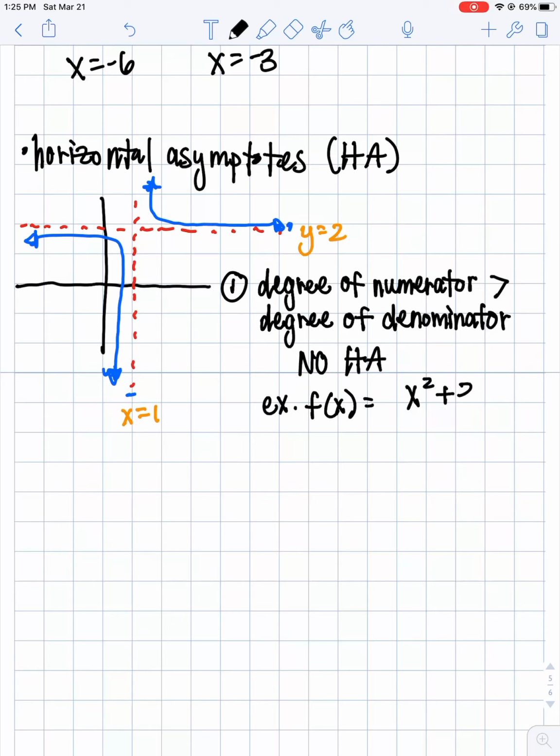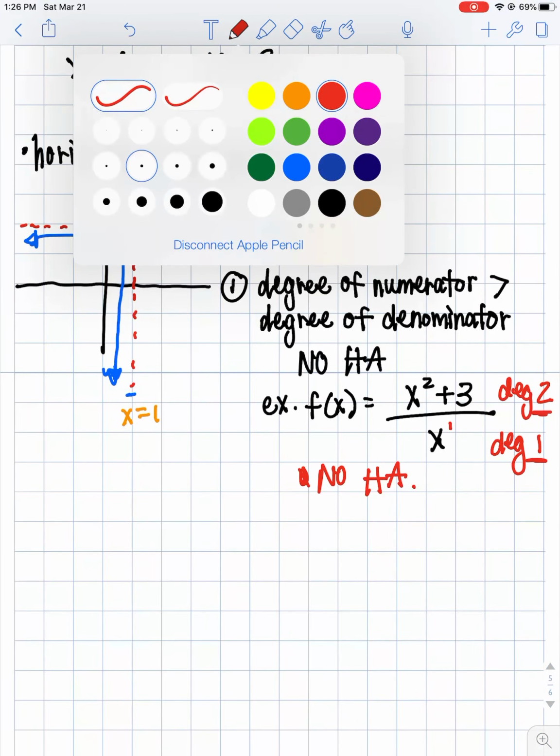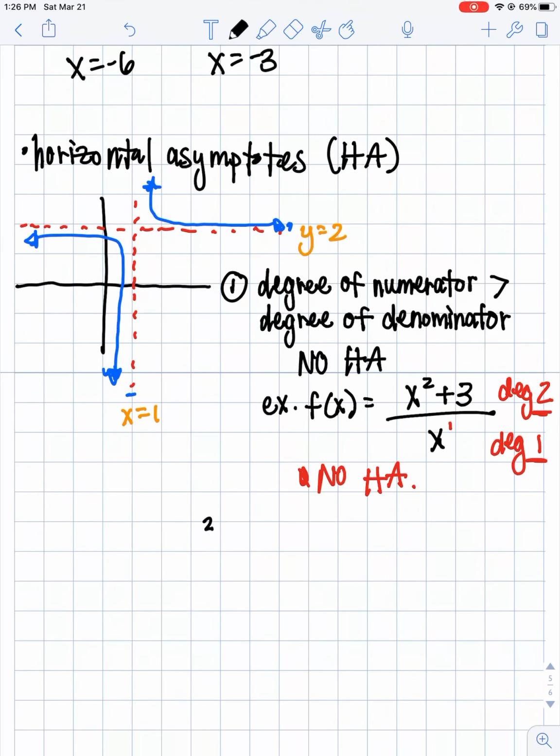f of x equals x squared plus 3 over x. Okay, so the degree of the numerator, guys, is 2 because the biggest exponent is 2. The degree of the denominator is an imaginary 1. Okay, so take a look. It's bigger on top than it is on the bottom. So what's the answer? There is no horizontal asymptote in that first example. Okay, so if it's bigger on top, it's easy. There isn't a horizontal asymptote.